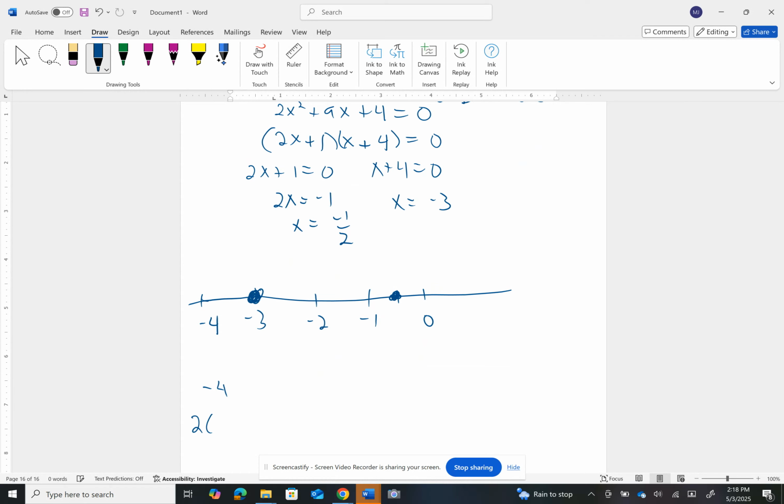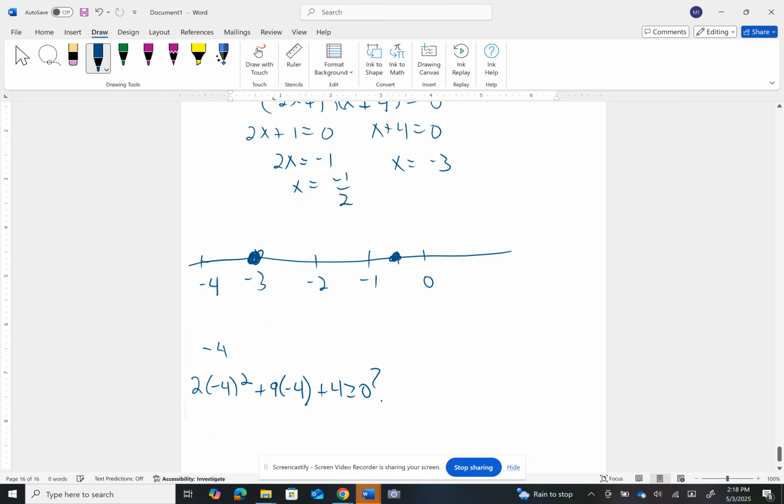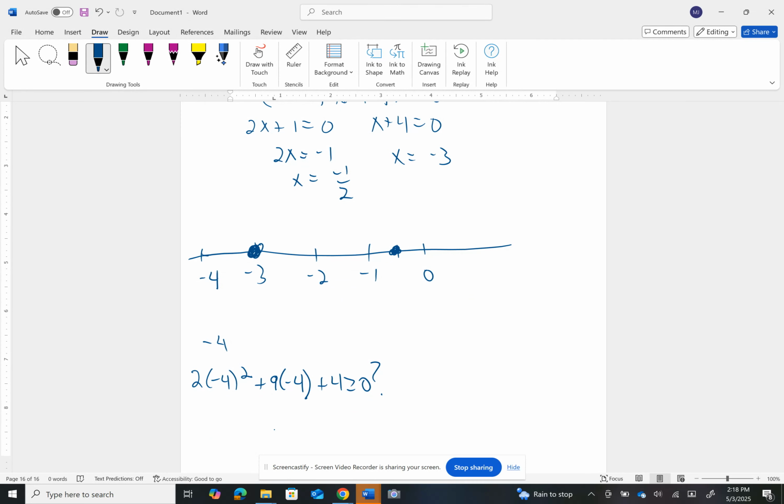So is 2 times negative 4 squared plus 9 times negative 4 plus 4 bigger than or equal to 0? That's a question you're trying to figure out. So 2 times, this would be 16. So that's 32 minus 36 plus 4. So that turns out to be, oh, I made a mistake somewhere because that shouldn't equal 0.